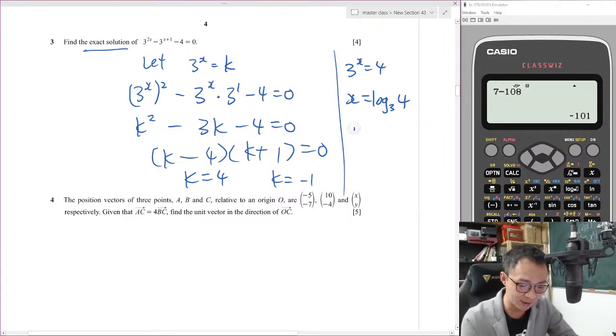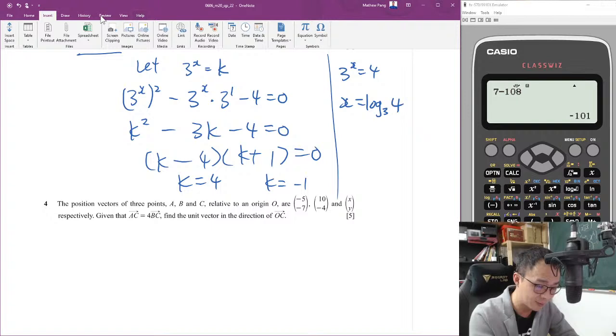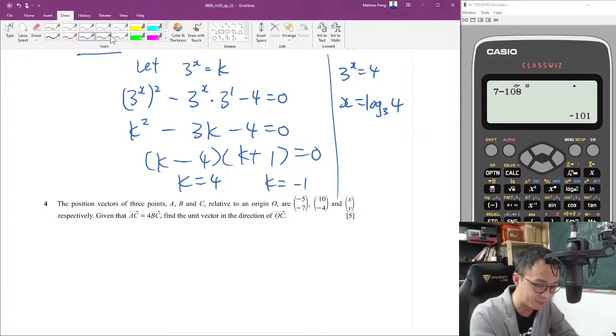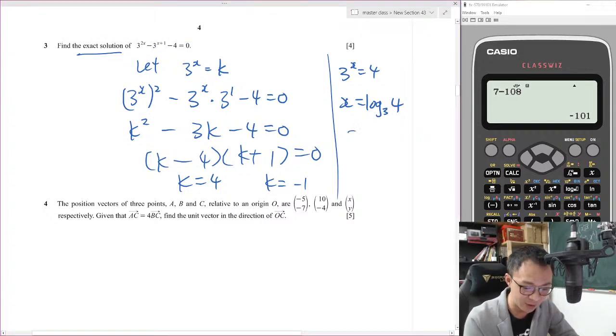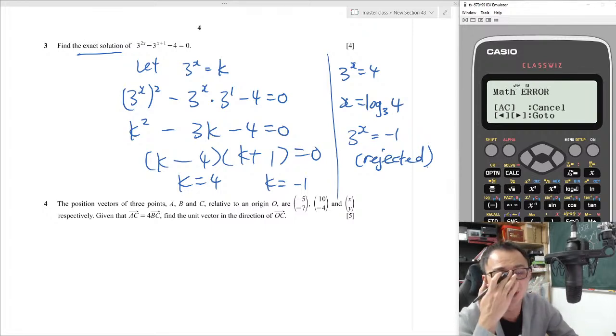Another one is 3 power of x equals negative 1. This one will just be rejected because there's no way you get negative 1. Even if you move to the other side, you will get log 3 of negative 1. You will still get a math error here. So the second one will just be rejected.